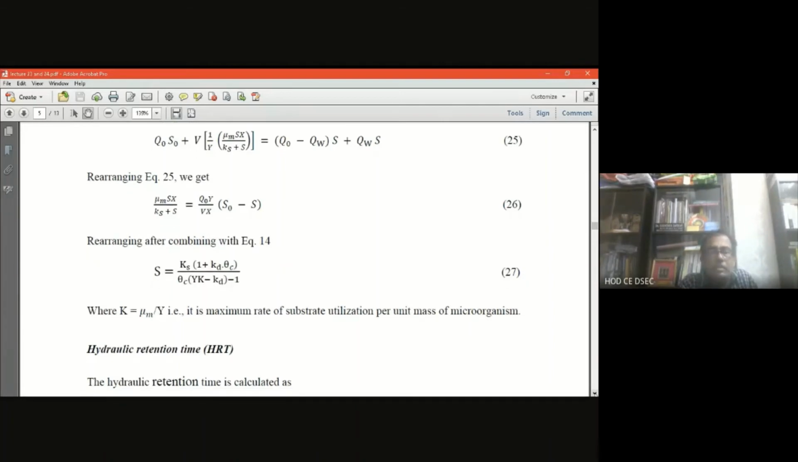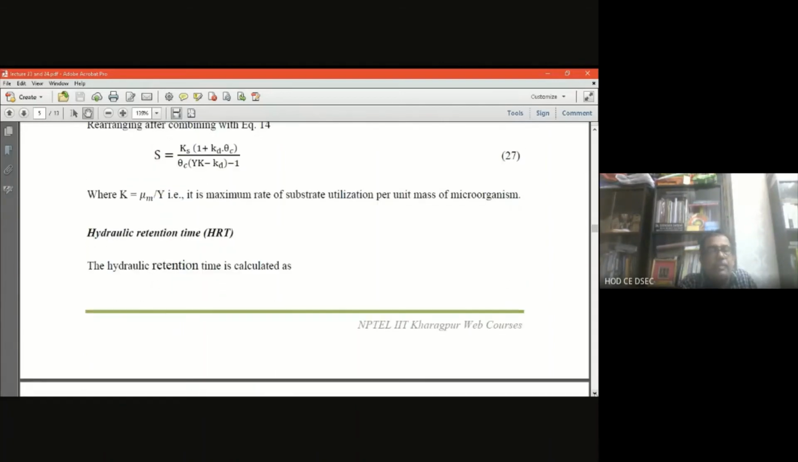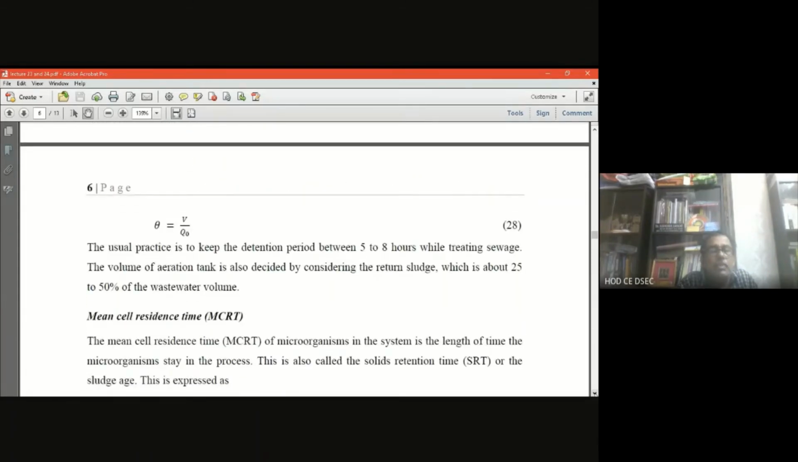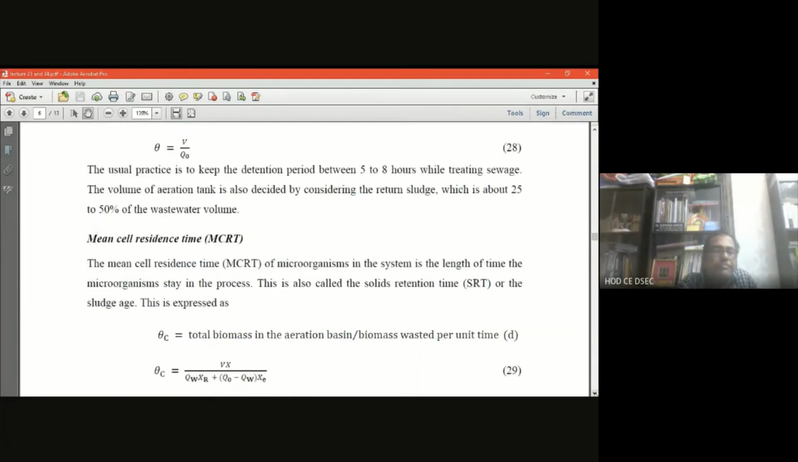Now, let us look at the hydraulic retention time. Hydraulic retention time theta equals V by Q0, the volume of the reactor divided by the flow. The usual practice is to keep the retention period 5 to 8 hours while treating sewage. The volume of the aeration tank is also determined by considering the return sludge, which is about 25 to 50% of the wastewater volume. So 5 to 8 hours retention period is generally what we take for theta.